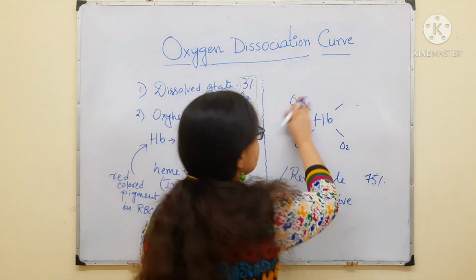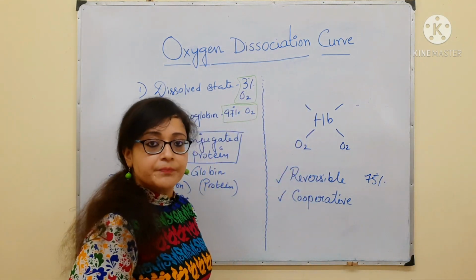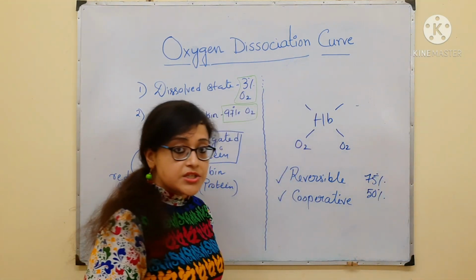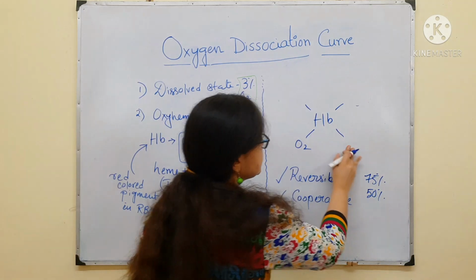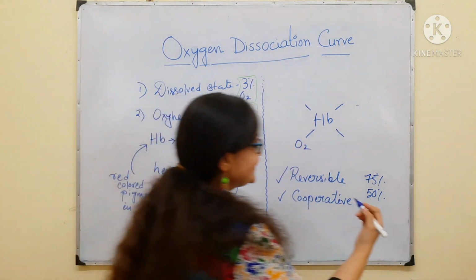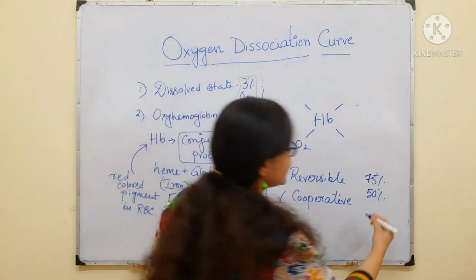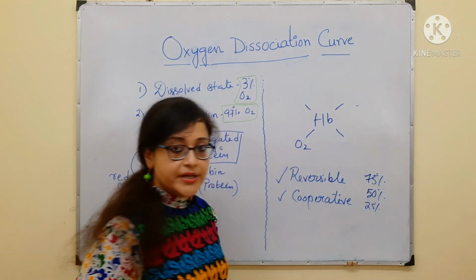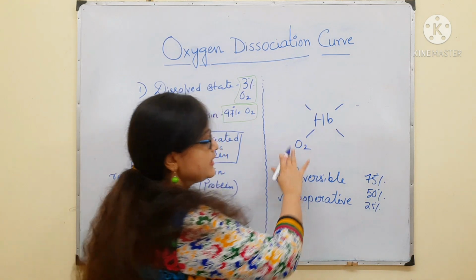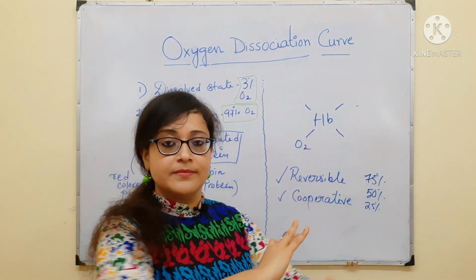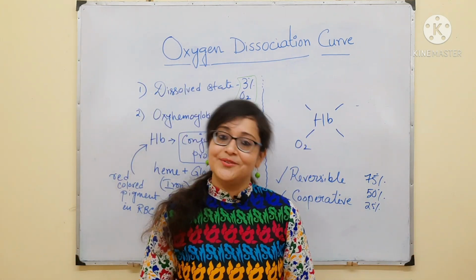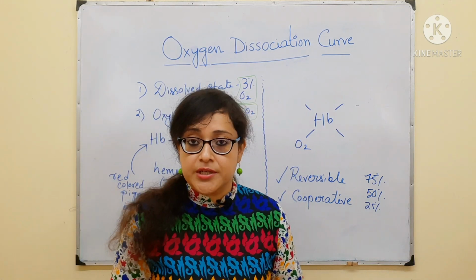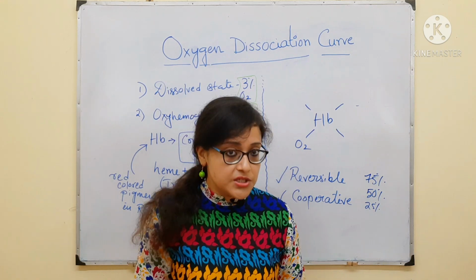Now, if I remove 1 more oxygen molecule, this hemoglobin will be 50% saturated by oxygen. Then I am removing the third oxygen. Then it is 25% saturated. And finally, if I remove the last oxygen, no oxygen is present on the hemoglobin. So this is known as the saturation of hemoglobin with oxygen.